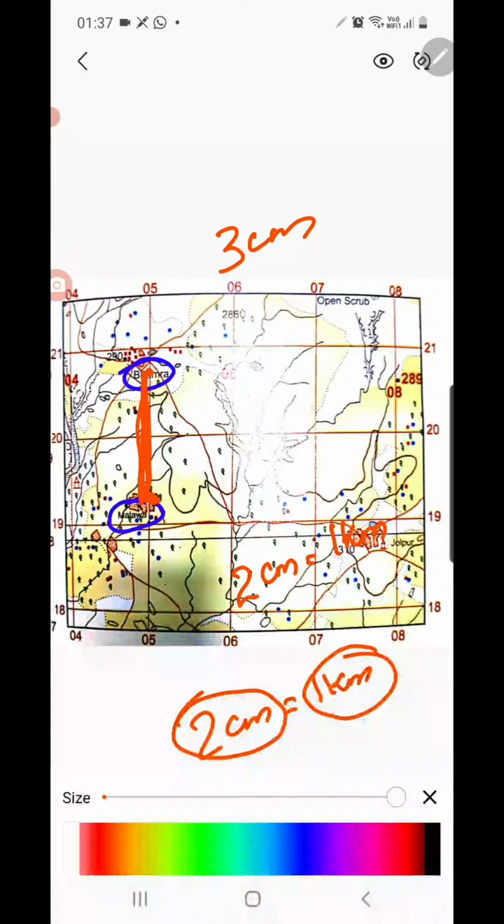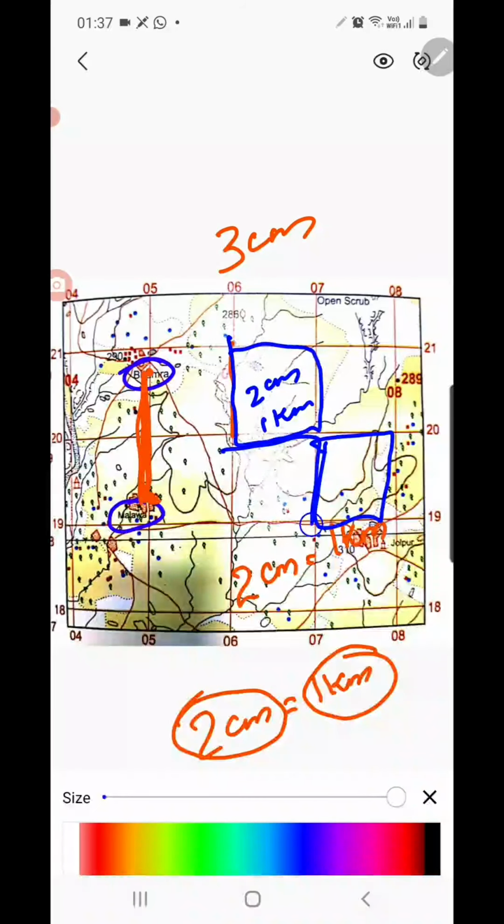This particular square, when you measure, you will get 2 centimeter. Like that, any square you measure, it is 2 centimeter. So this 2 centimeter is equal to 1 kilometer. So this particular square is of 1 kilometer. This is of 1 kilometer, like that, 1 kilometer.